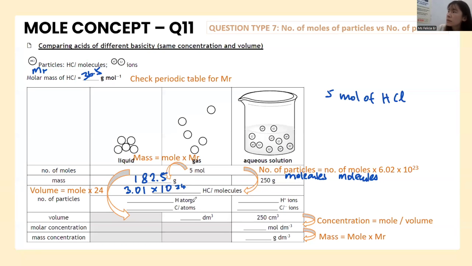Okay, then next would be the number of particles in terms of atoms. So remember, to look at atoms, you must always see how HCl dissociates, right? HCl can dissociate into one H and one Cl. That's why if it's only one, you just times one. That means the answer is exactly the same, because it dissociates into one H and one Cl. And in terms of ions, it's also one H plus and one Cl minus, right? That's why it would be the same number.